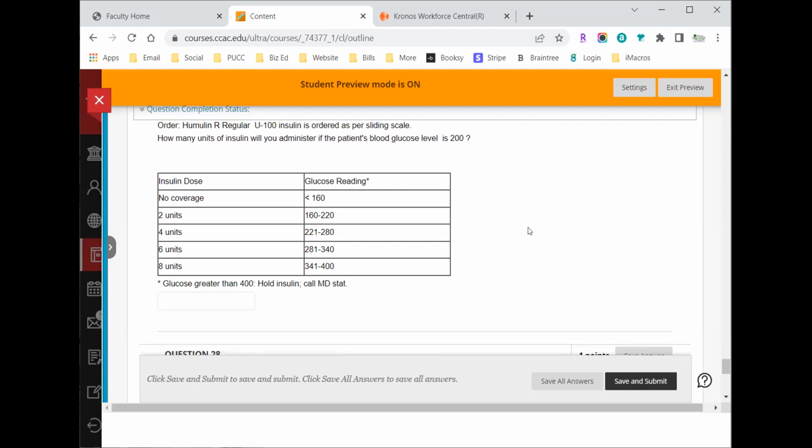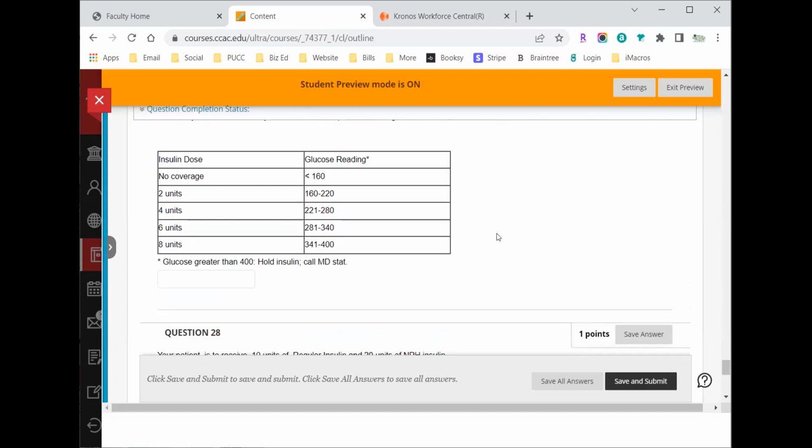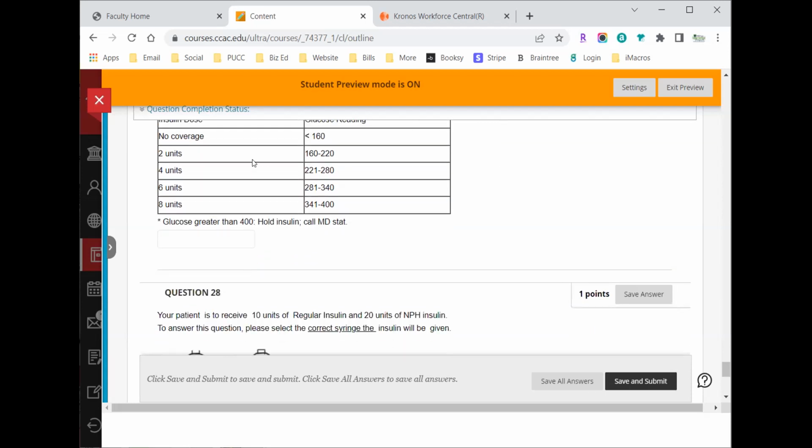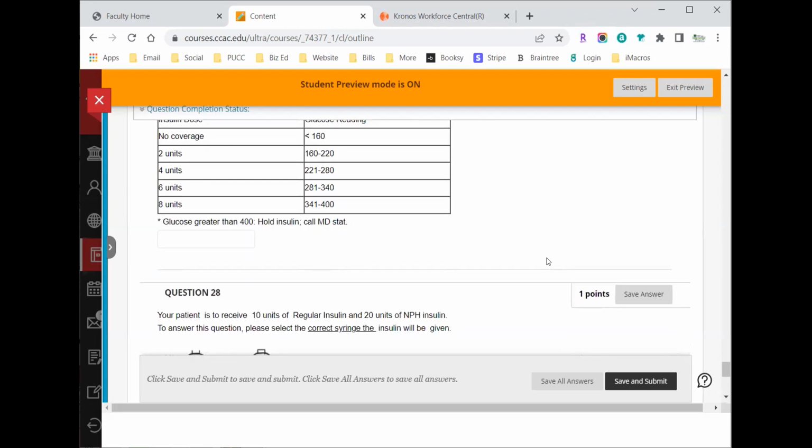All right, so this was the question that was asked. It says, you know, the order, how many units of insulin we administered. The patient's blood glucose level is 200. So what I'm going to do is look and see where that glucose reading falls. So what do you guys think the answer would be for this? Good. You got it. Now remember, they just want the numerical answer. So just 2. If it was 320, you'd give them 6 units.